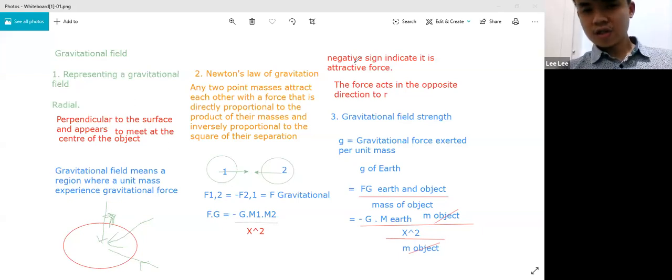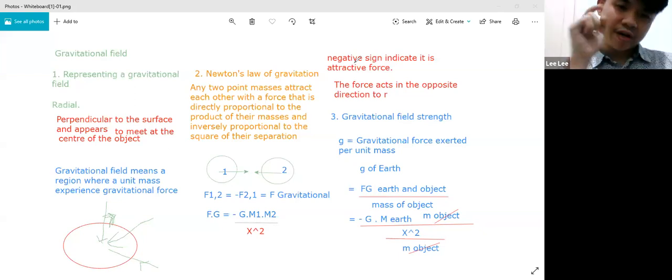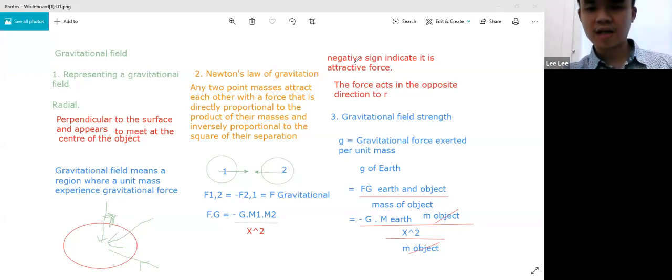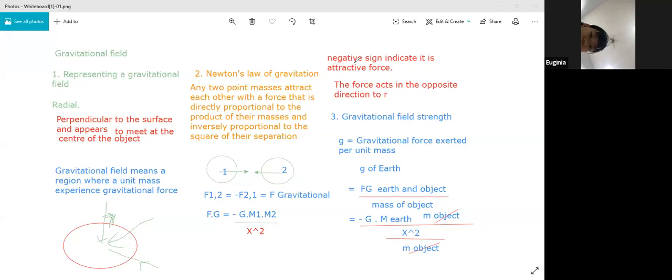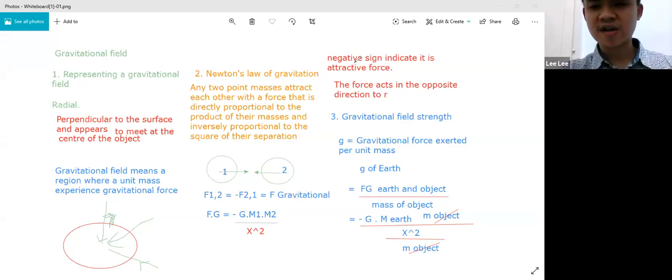Next, for Newton's law of gravitation, you have to read carefully. For any two point masses. Last time I already explained point mass. It means like this: let's say we stay on Earth, and if we compare our distance to the sun, the distance is very far apart. So if both objects look at each other, we appear as a small point. So only for point masses can you apply this rule.